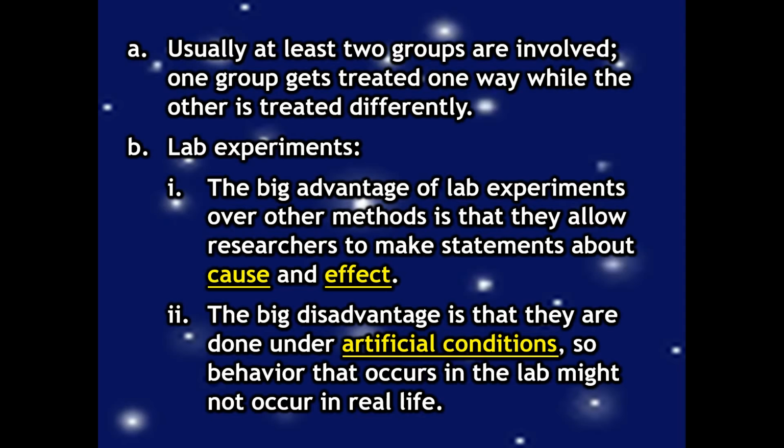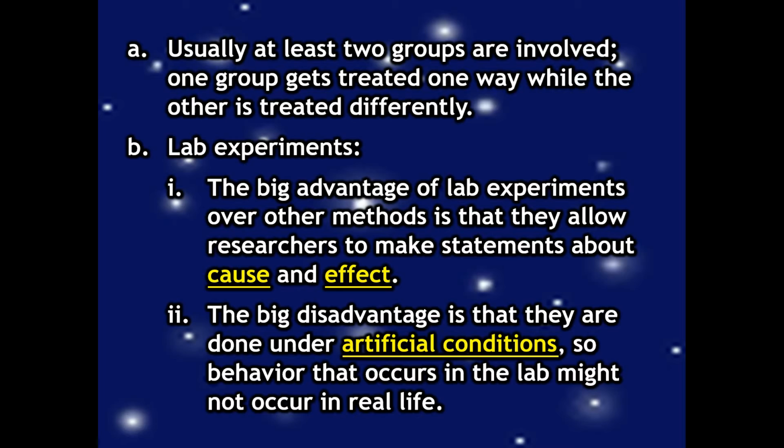One thing they have in common is that usually at least 2 groups are involved. One group gets treated one way, while the other group gets treated differently. So there's kind of a measure between what happens when an effect is placed onto one particular group, but that same effect is not placed on the other group.